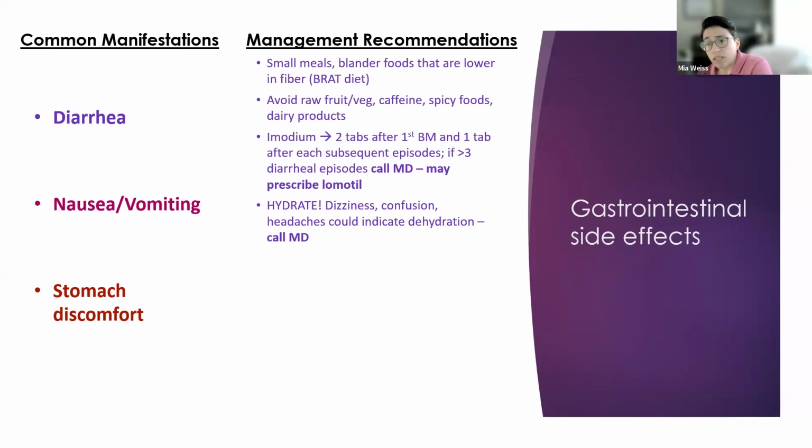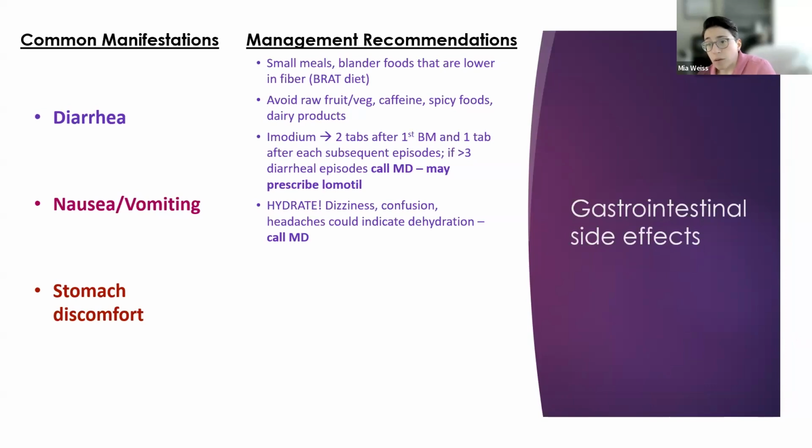So most of the advice that we would give to patients with diarrhea is similar to the advice we would give anybody with diarrhea, which is to eat smaller meals, try blander foods that are lower in fiber. The BRAT diet is often something we recommend, which is bananas, rice, applesauce or apples, and toast. We typically recommend avoiding raw fruit and vegetables, caffeine, which can act as a laxative in some. Spicy foods and dairy products can also affect the GI system and make diarrhea worse.